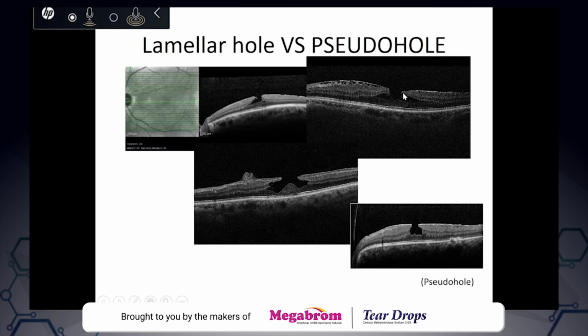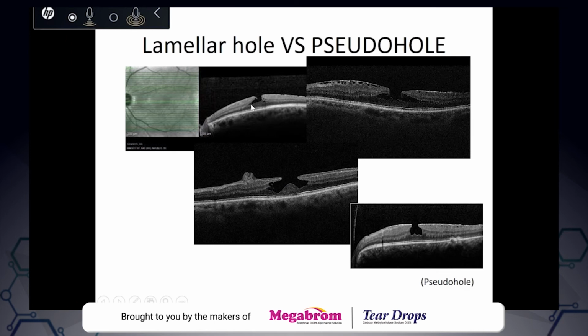So this is actually a lamellar hole. Now here again you see there is a cleavage into the inner retina. So this is a lamellar hole. Look at this. Here again there is some loss of the inner retina. Can you make out? There is some loss of the inner retina here. So this is an excavation into the inner retina, but the outer retina remains normal. Okay. So this is another type of lamellar hole.